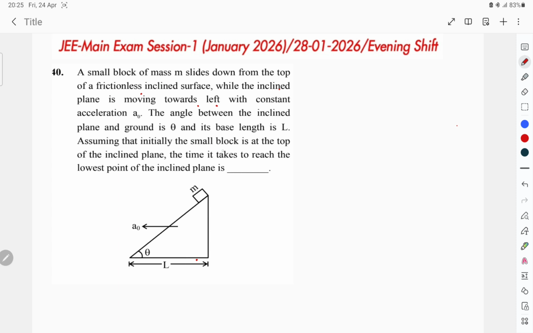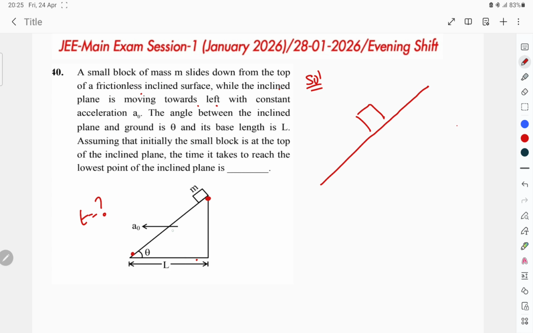Assuming that initially the small block is at the top of the inclined plane, the time it takes to reach the lowest point of the inclined plane is. So he is asking how much time it will take for the block to go from the top point to the lowest point. So we will see how to solve. For example, just try to understand, on the inclined plane the block is placed like this.